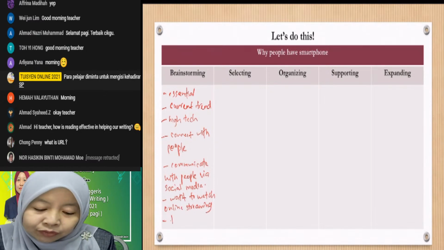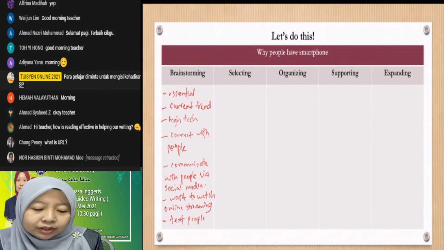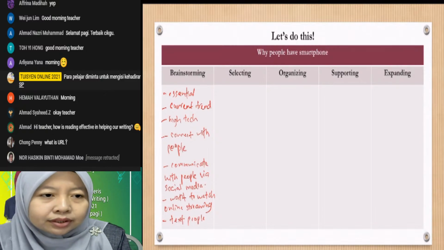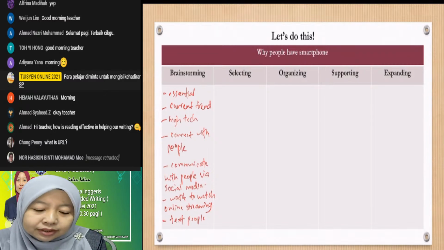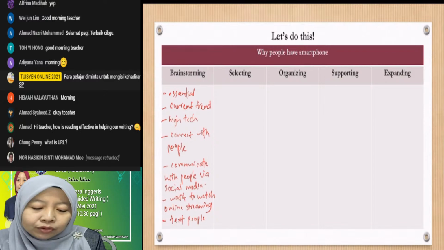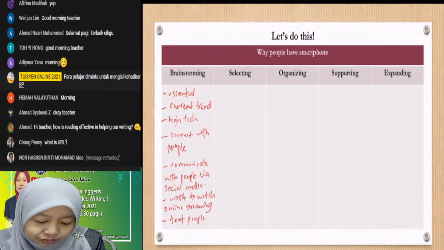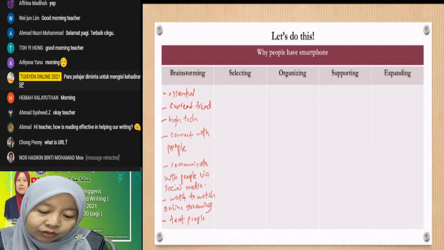They use their smartphone to text people, to make sure they stay connected with people. Okay, so I have listed 7 phrases or 7 words here. Should I use all? Okay, it depends. Do remember that you have a word limit for your guided writing, 120 to 150 words. So it's not necessary for you to choose every single word that you have listed before.